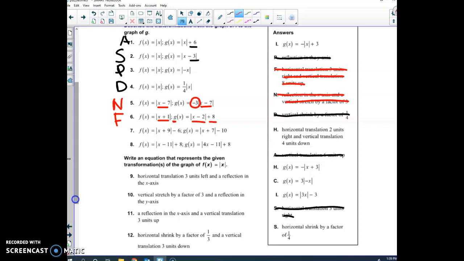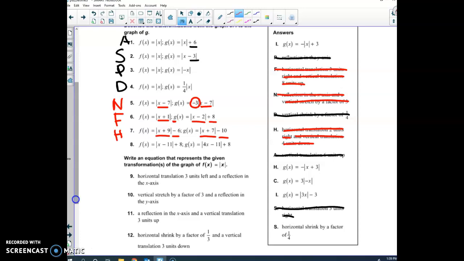Number 7, I have an x + 9, and here I have an x + 7. So if I am left 9 units and then all of a sudden I am left 7 units, that means to get from 9 units to 7, I went 2 spots to the right. And then here I have a -6 and a -10. So to go from -6 to -10, that means I need to go another 4 units down. So that's going to be letter H. So from 9 to 7 is 2 units to the right, and then from -6 to -10 is 4 more units down.